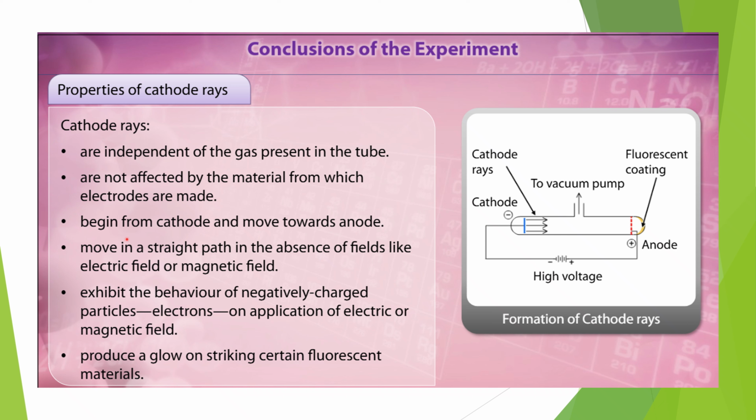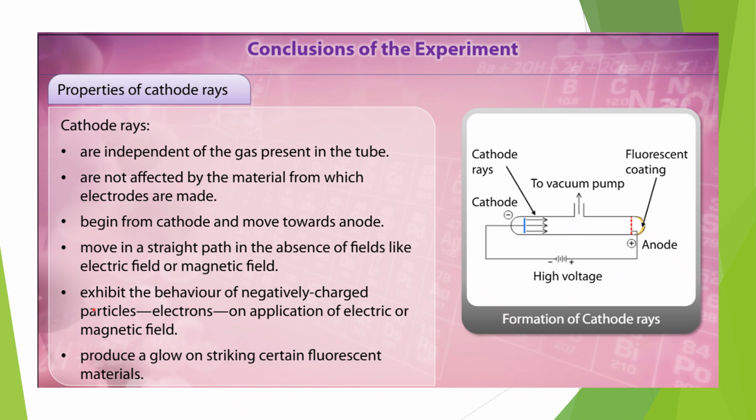Next is about their origination. As the name suggests, the cathode rays are generated from the cathode and they move towards the anode. Next, the cathode rays which originate from the cathode often move in a straight line. But will it always happen that they move in a straight line? No. They only move in a straight line when an electric or magnetic field is not present.